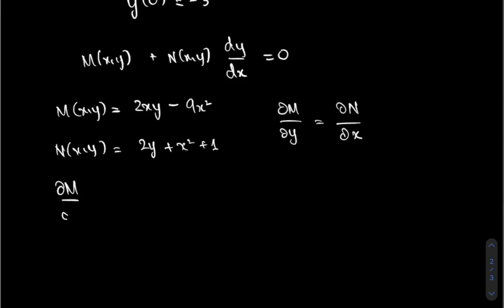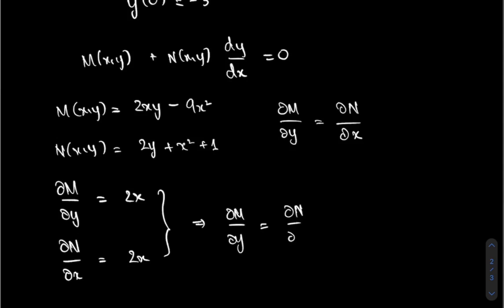So partial M partial y. In this case, we're going to treat x as the constant because we take the derivative with respect to y. So I get 2x for the answer. And when I take the partial derivative of N with respect to x, I have partial N partial x. In this case, y is the constant. So I also have 2x. This gives me the statement that partial M partial y equal to partial N partial x, and therefore the differential equation is in fact exact.